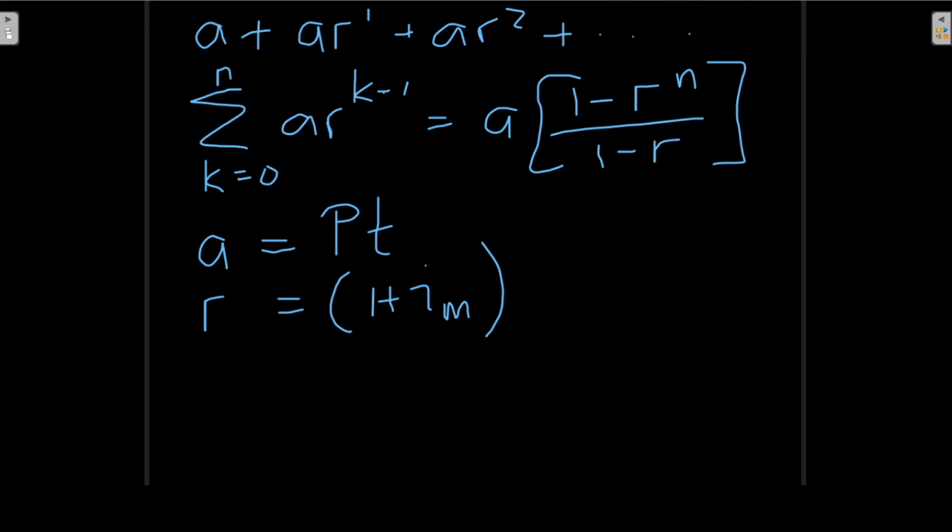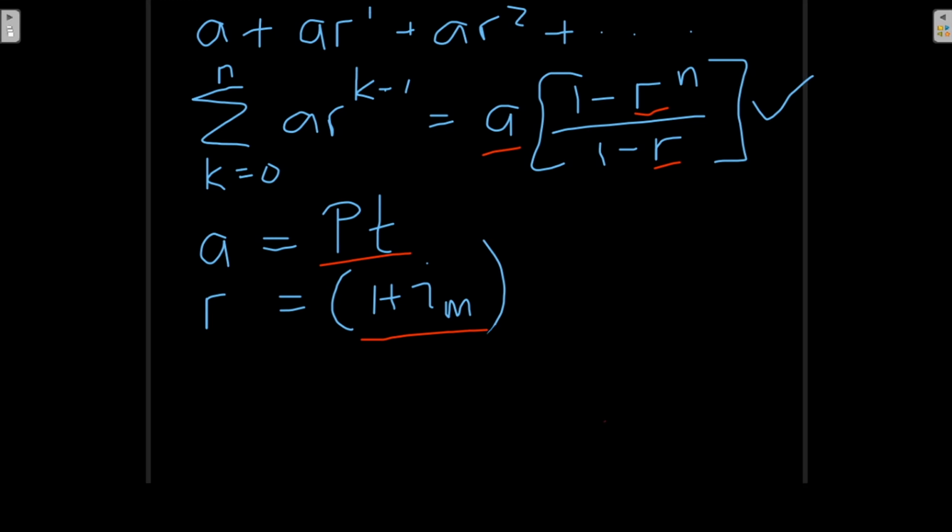So now you can go and do your substitution into this formula. So you will substitute your A with payment, and your R with this factor. I'm not going to go through the whole process. You can go and do that in your own time. Okay, now you can do the substitution. If you take this A payment and R 1 plus IM, and you substitute it into this formula, then you should get the formula for the future value of an annuity. So the future value of an annuity is given by the following.